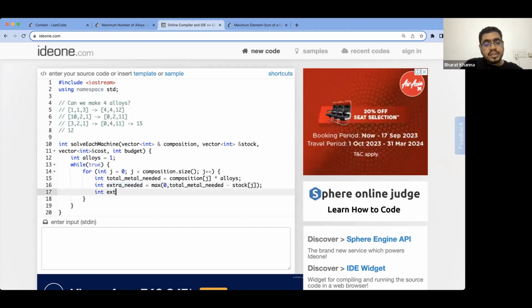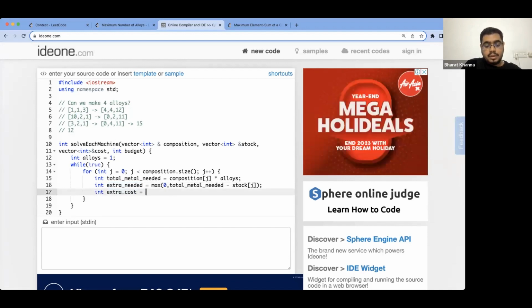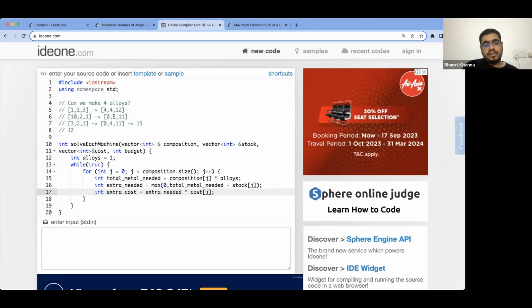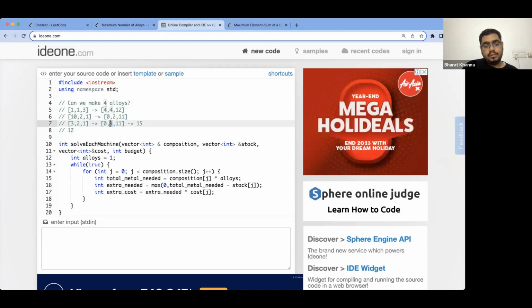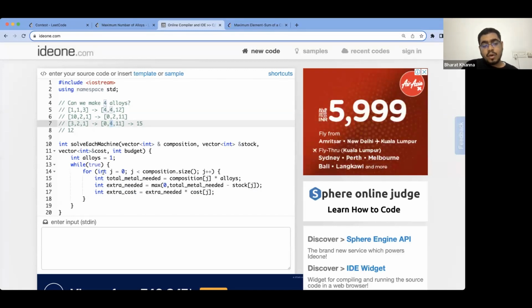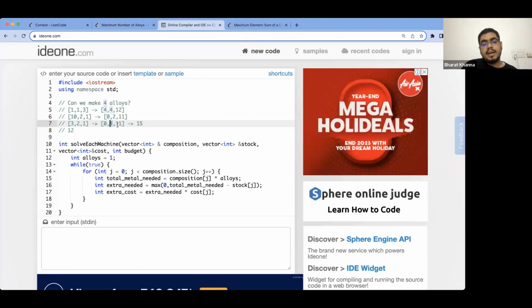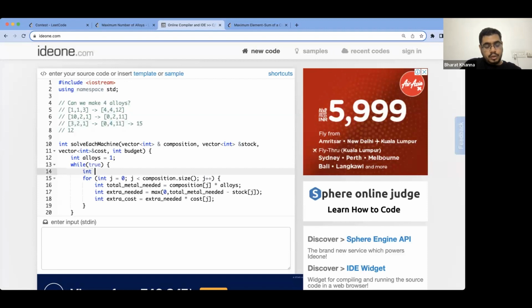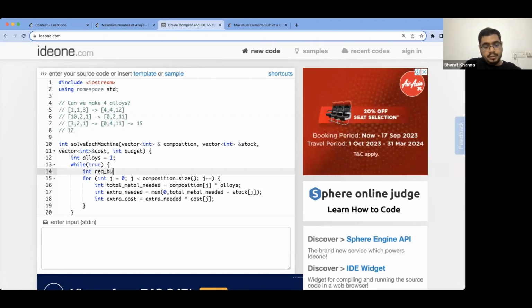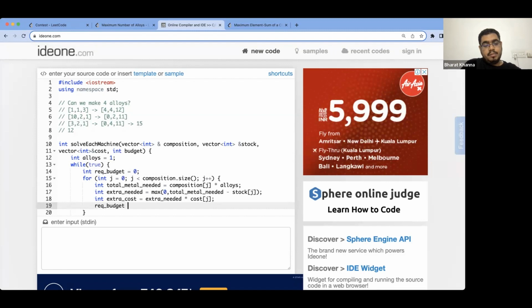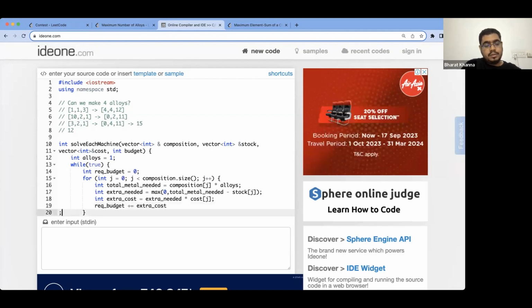Now what is the extra cost that we need? The extra metal that we needed into cost of J. So for example, 2 was here into cost, that gives 4. And we want to total it up for all the metals and compare it with our budget. So let's do that. So let's say required budget equal to initially 0. We'll add the current metal's cost to the required budget, plus equal to extra cost.